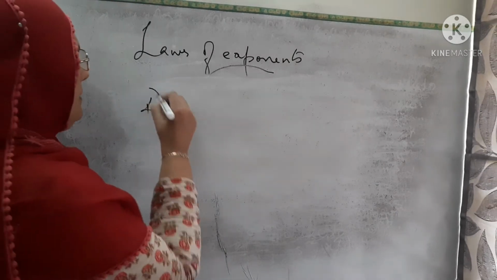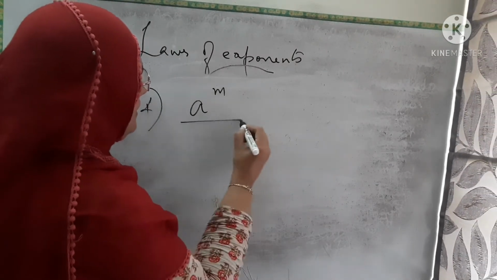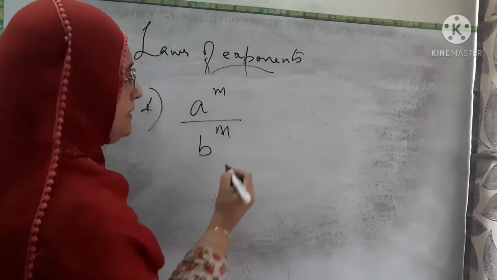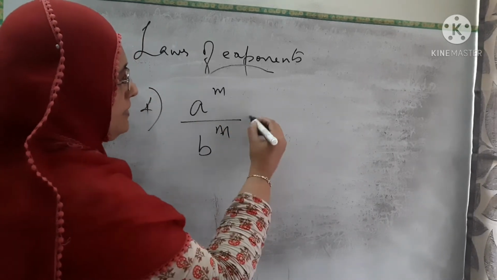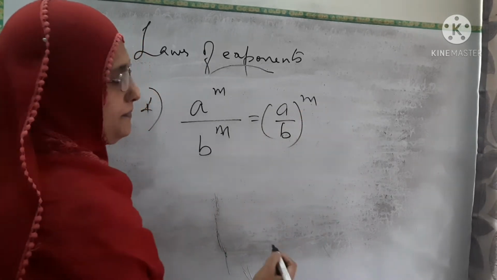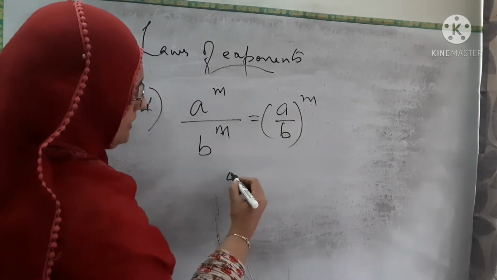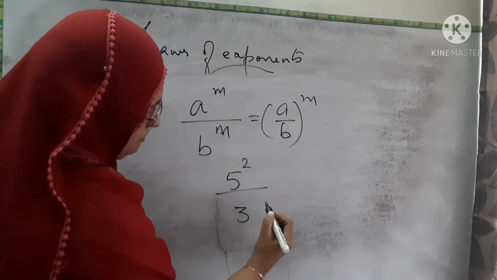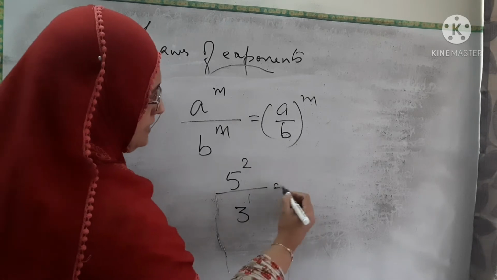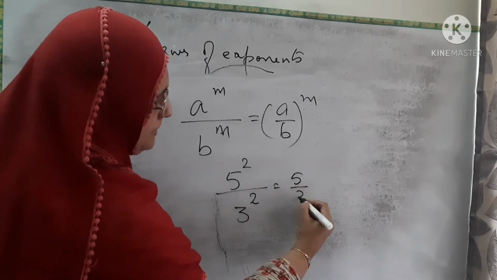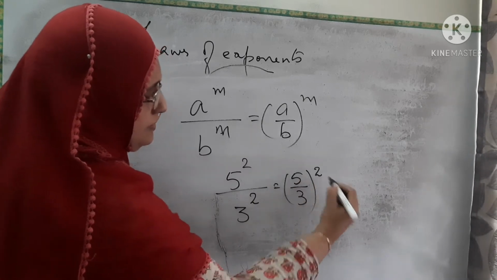Now the fourth one, a raised to m by b raised to m. Here also the bases are different. So what will that be? a by b, the whole raised to m. In numbers you can see, 5 raised to 2 by 3 raised to 2. So the answer will be 5 by 3, the whole raised to 2.